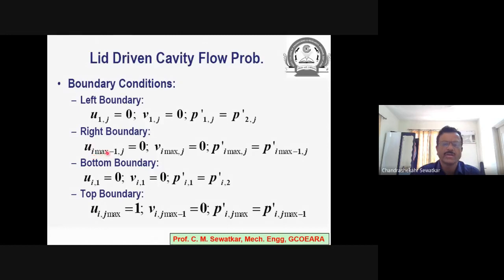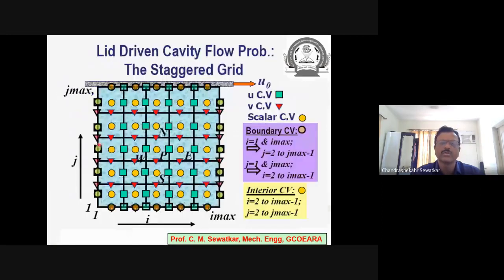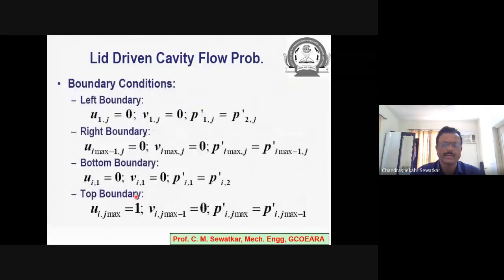Right boundary: U I max minus 1 j is equal to 0, V I max j is equal to 0, and P prime I max j is equal to P prime I max minus 1 j. Again, the gradient is 0. This is a Neumann boundary condition. These are Dirichlet boundary conditions. Similarly, with the bottom and top boundaries, U I j max minus 1 is equal to 1. We are assuming that the top boundary is moving with velocity 1. That gives me this boundary condition. V I j max is 0, as there is no y velocity at the top boundary either. And this is my pressure correction boundary condition. These are the boundary conditions I need to make use of when solving the lid-driven cavity.